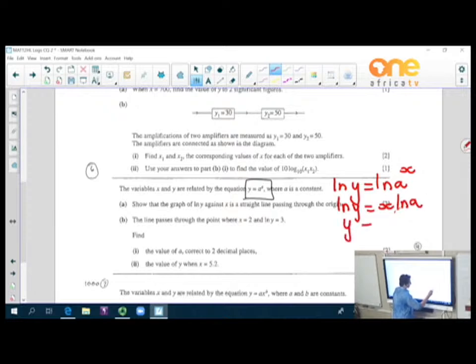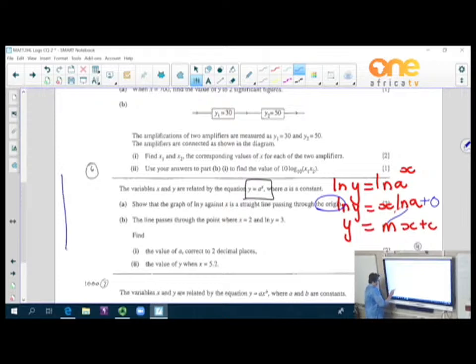y is equal to mx plus c. Now you can see here that this is then the gradient. ln a is m. And there is no c, but here they said it goes through the origin. So that is why there is no c, because it goes through the origin. Now, just to give you a picture, let's draw this one a little bit here. This is then ln y against x.